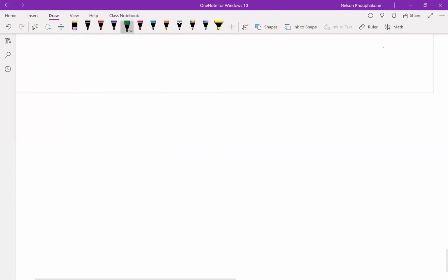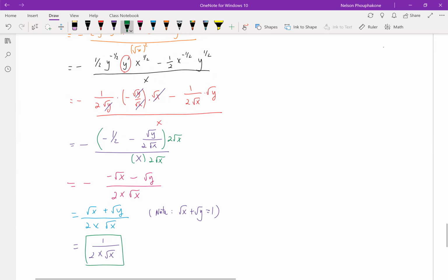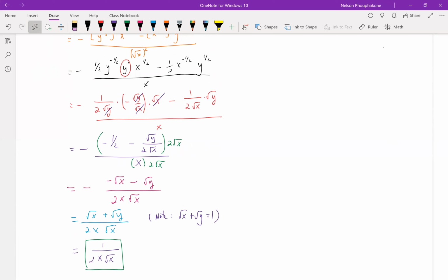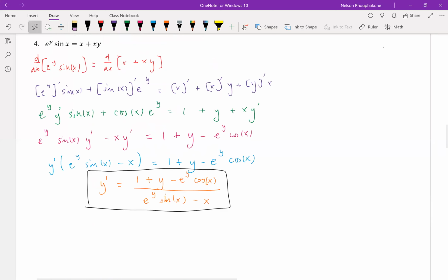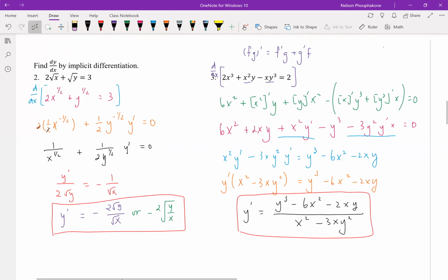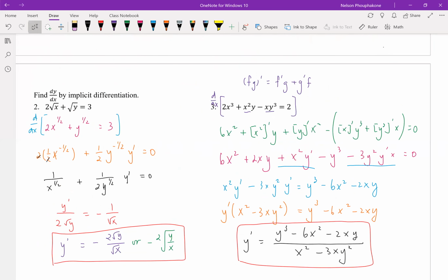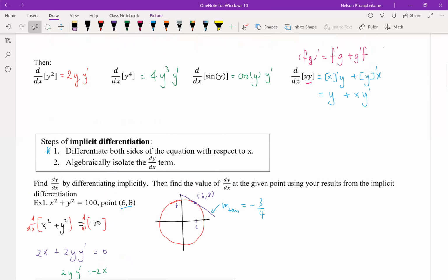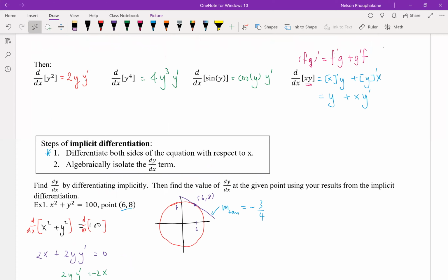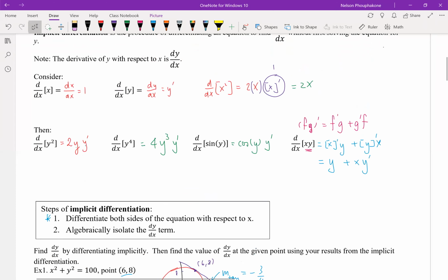So that's it for this section, implicit differentiation. Now remember the key is if we have implicit equations, we don't need to solve for y to take the derivative. We can actually just take the derivative of the equation right away. And always remember, every time you take the derivative of a term that involves y, you always have y prime.